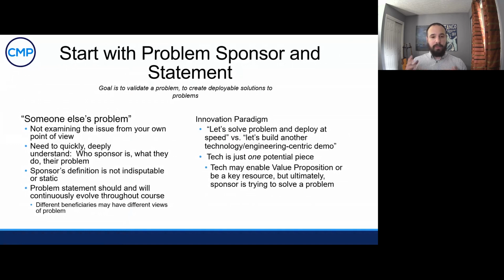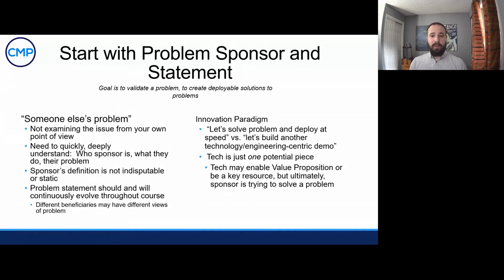And I would say, based on my experience, most of the time, the problem that you start with in this program is not the one that you solve. And that's an important piece here. So you're going to continually evolve what that problem statement looks like through the course of your beneficiary discovery. Then you're going to move over to this thing that we call the innovation paradigm.